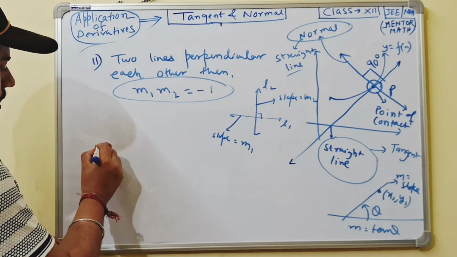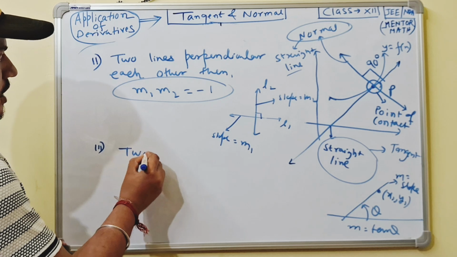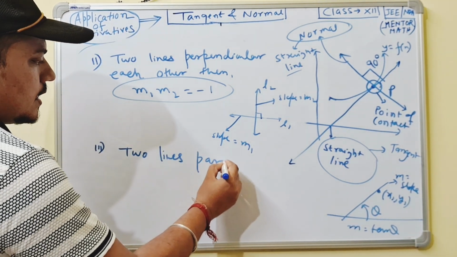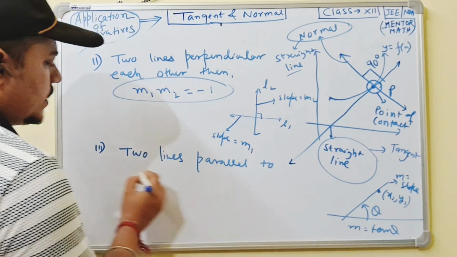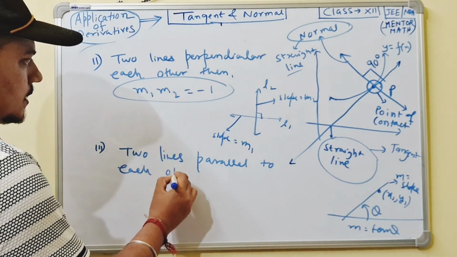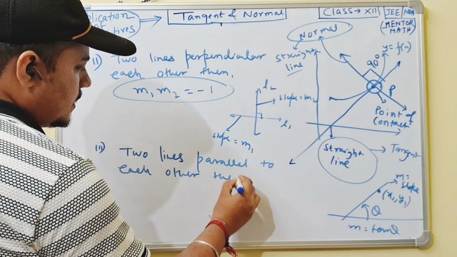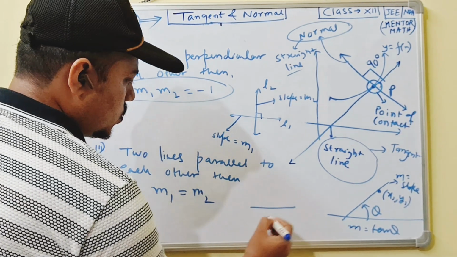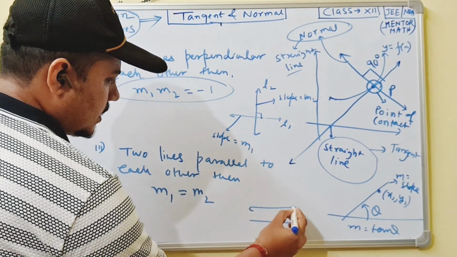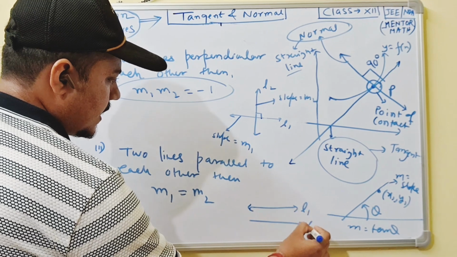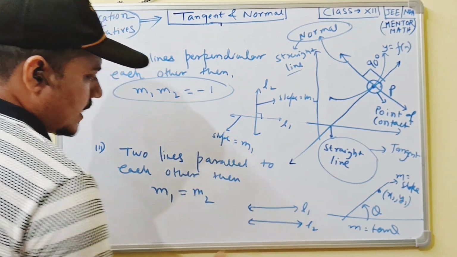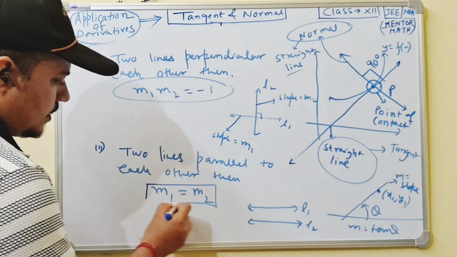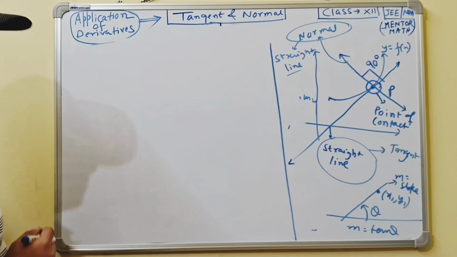And coming to your third, if two straight lines are parallel to each other, then m1 is equal to m2. If two lines are parallel to each other, let us take L1 and L2, then their slopes are equal. So these three are very important.